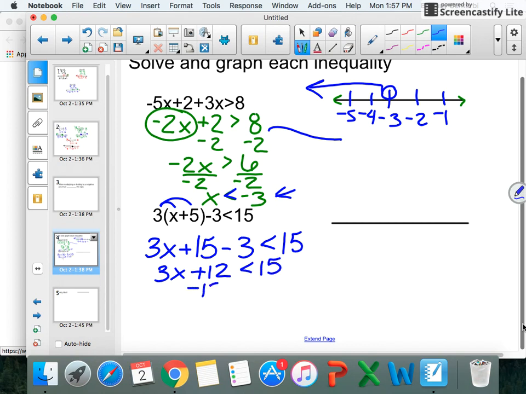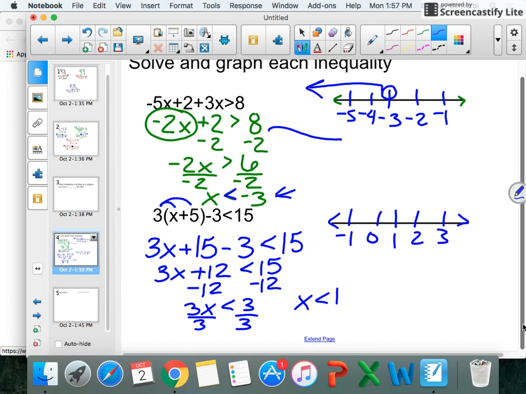Then we're going to subtract 12 on each side. So you're left with 3x is less than 3. And then divide by 3. So when you divide by 3, you're left with x is less than 1. So then that becomes what you are going to graph. So 1. So open circle because it's just less than. So open circle on 1. And then your arrow is going to go to the left because that's less than.